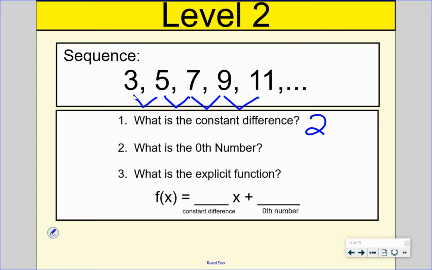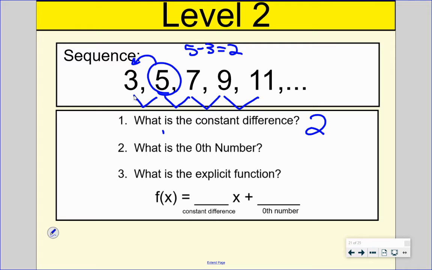Wonder if these numbers were weird. Wonder if they were big numbers, or if they were decimal numbers. Or you couldn't obviously see what that constant difference is. How do you figure it out? Well, you could take any number in the sequence, say I'm going to take 5, and I'm going to subtract the number before it. 5 minus 3 is 2. So taking any number in this sequence and subtracting the number before it will always give you the constant difference.